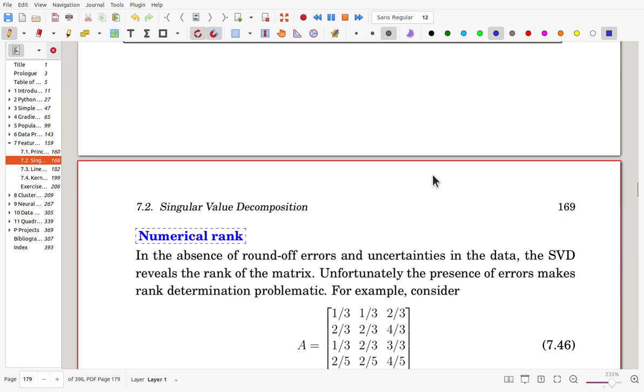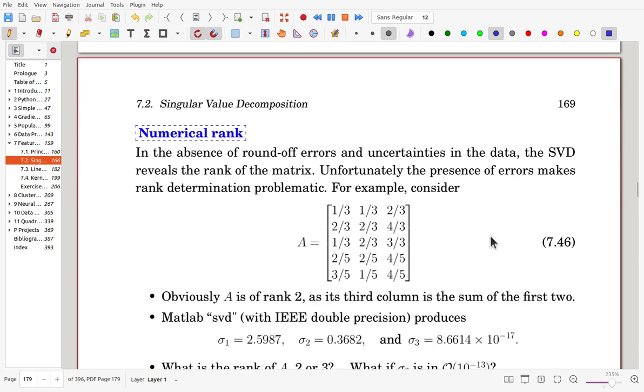Okay. Now we consider the rank of a given matrix. Once there is no round-off error, noise, or uncertainties, the SVD reveals the rank of the matrix quite clearly. If the rank is r, then only r singular values are positive, and the remaining ones will be 0.